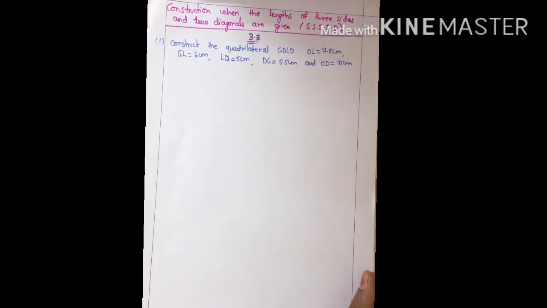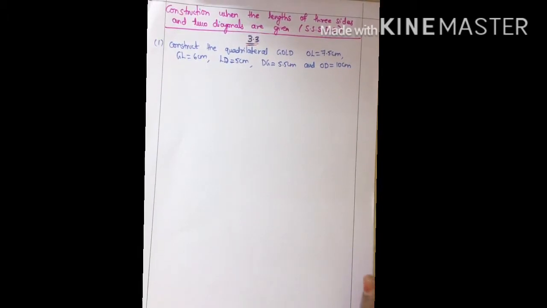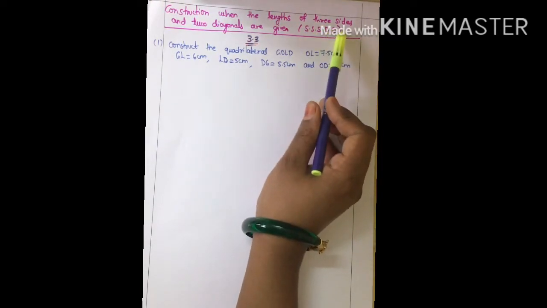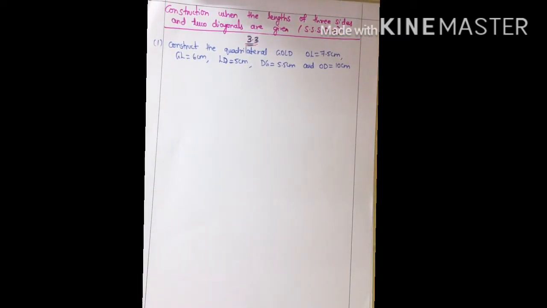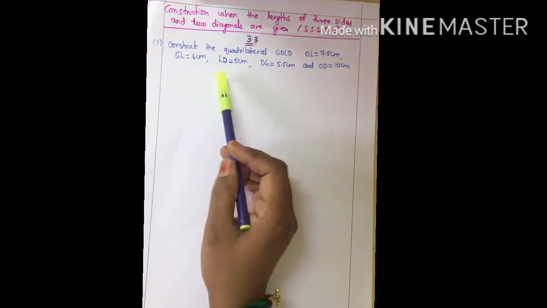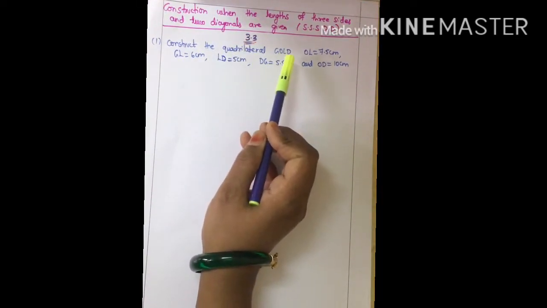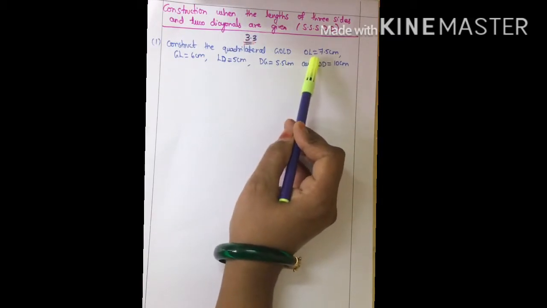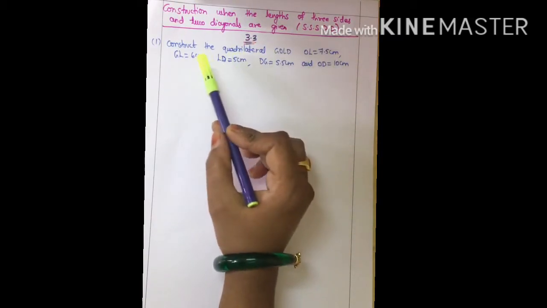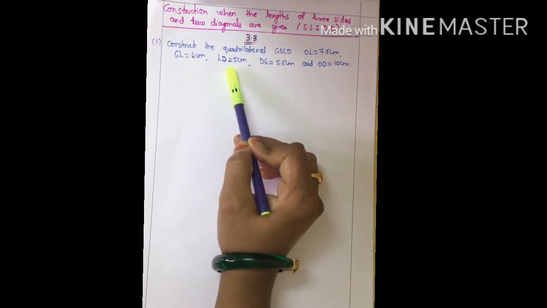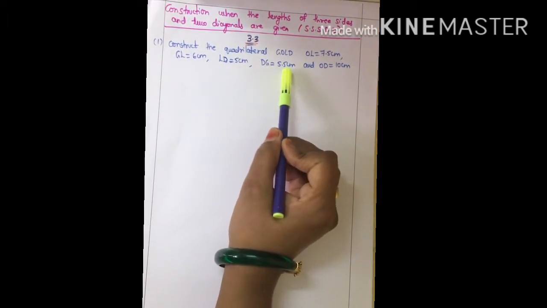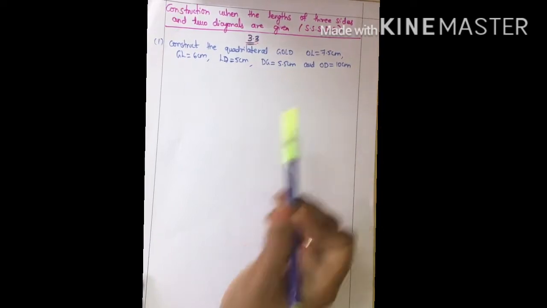In this video I am going to explain exercise 3.3 of Unit 3, construction of quadrilaterals. In this exercise we are going to construct when the lengths of 3 sides and 2 diagonals are given, that is SSSDD, 3 sides and 2 diagonals. In the first question, construct a quadrilateral GOLD, with OL equal to 7.5 centimeters, GL is 6 centimeters, LD 5 centimeters, DG 5.5 centimeters and OD 10 centimeters.